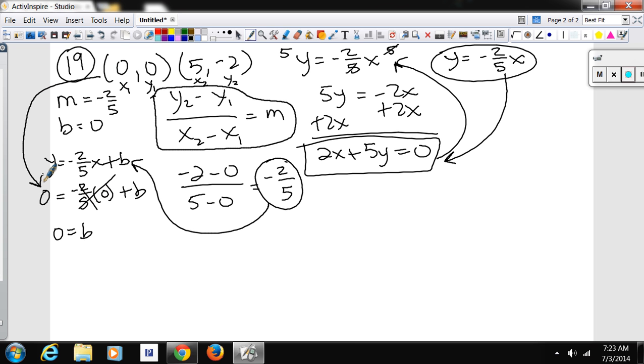(0, 0) gets plugged in down here. You get b is 0. So you take that 0, you plug it in up here. So you had y equals negative 2/5 x plus 0 if you wanted to. And you need standard form, so you multiply both sides by 5 to get rid of the fraction, and then you move the x to the left and you get standard form.